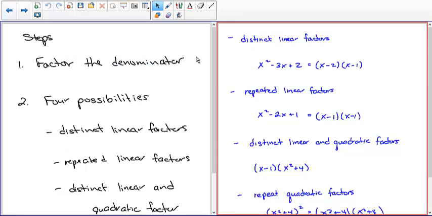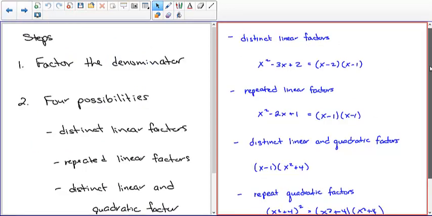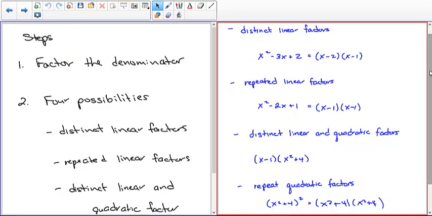So here's just an example of what I'm talking about. If we had the denominator being x squared minus 3x plus 2, we can factor that into x minus 2 and x minus 1. So those are distinct because they're different. But if I had the denominator being x squared minus 2x plus 1, then you have the same factor, x minus 1, or x minus 1 squared. So that's repeat linear factors.